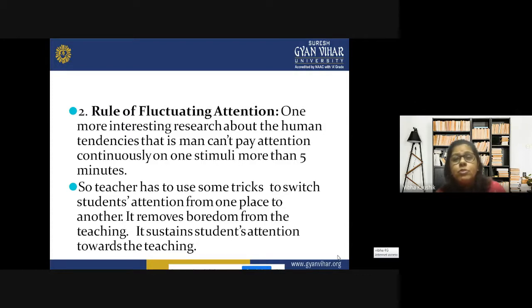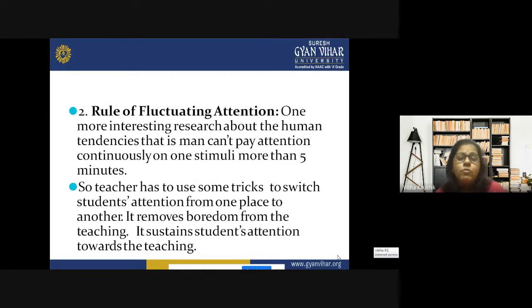use different approaches, techniques, tricks so that he can attain or sustain the attention level of the students for more than 5 minutes. So the teacher has to use some tricks, some approaches to switch students' attention from one place to another, so that the teacher can take the attention of the students from one place to another. It removes boredom from the teaching.